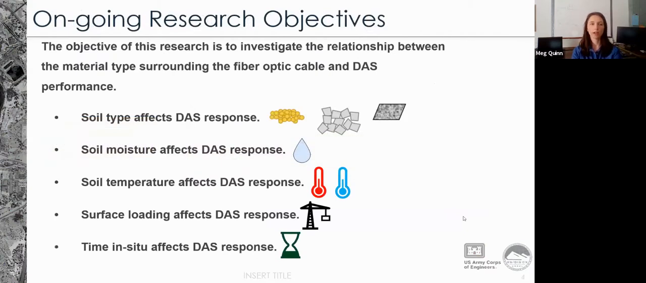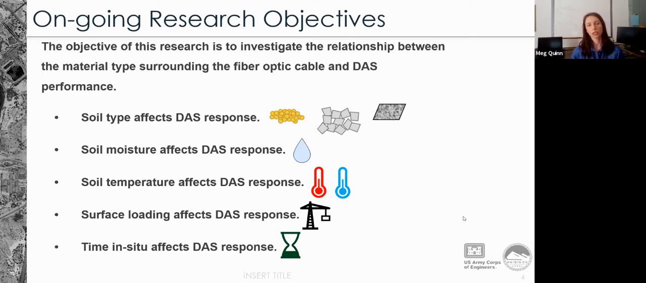Our objectives are to study the effects of different soil types on DAS response. The thought process behind this is, if you're a civil engineer or an engineer in general who is trying to provide installation recommendations, what recommendations would you provide? And then trying to assess those options. So would you bury it in a sand, a gravel, native material, etc.?